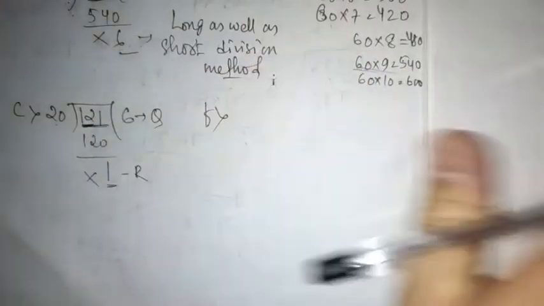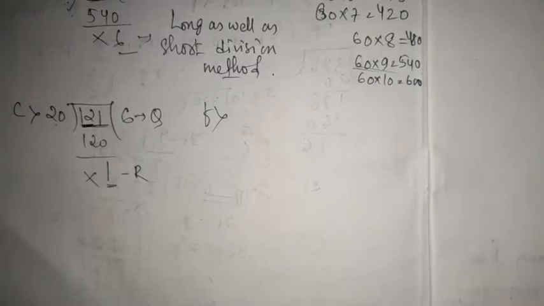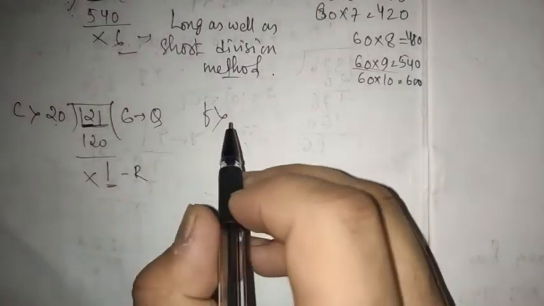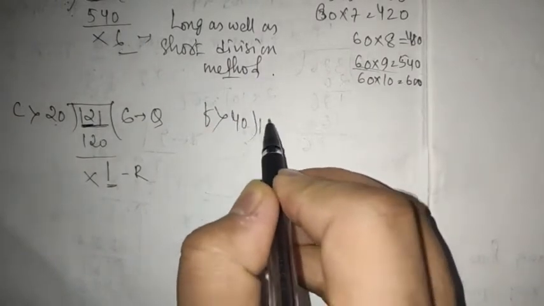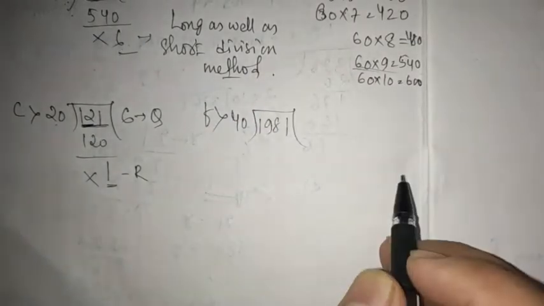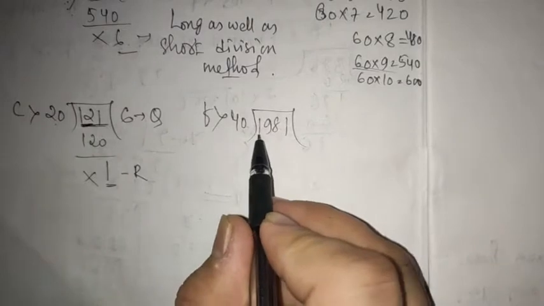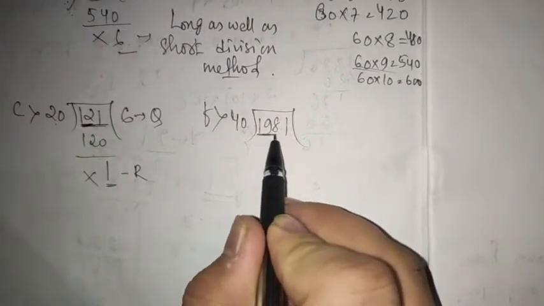We are not doing D and E because that will be your practice. Alright, D and E you will practice yourself. Okay, so I'm proceeding to question number F. Now 40 is dividing 1981. So this is also very simple. Here I cannot take 2 digits, I have to consider 3 digits.